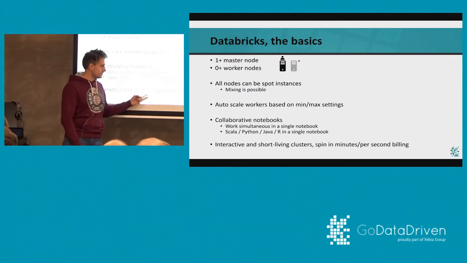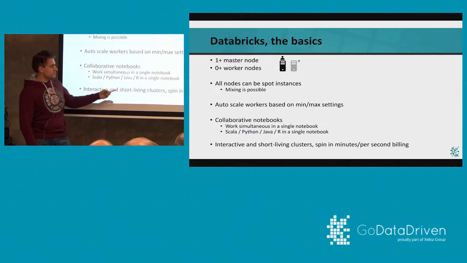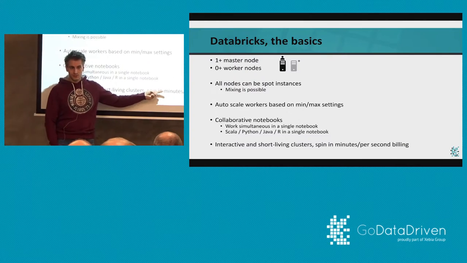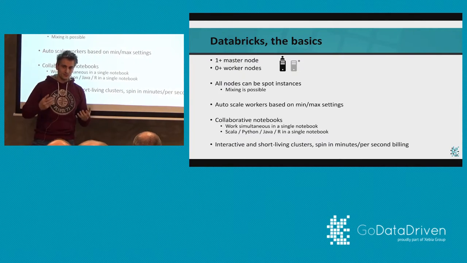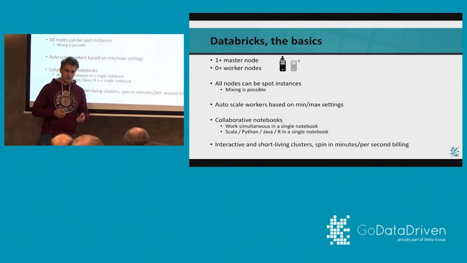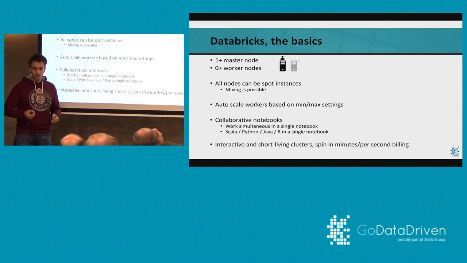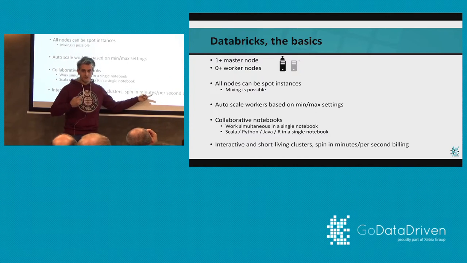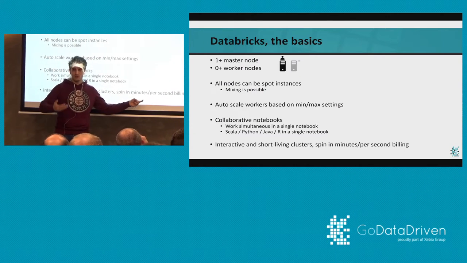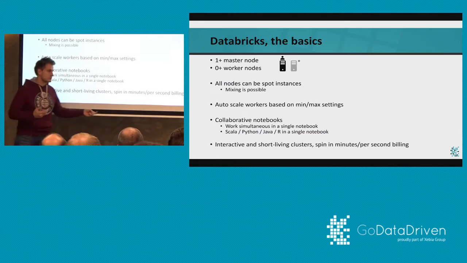You can have short-living clusters that use the same billing as Amazon does, except for Databricks as a service. So you have to pay for the service. They have this thing called DBUs, which are Databricks units. So you pay basically per second billing for these DBUs on top of your usual Amazon costs.